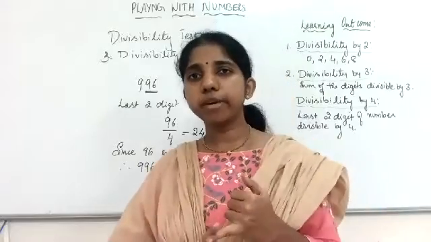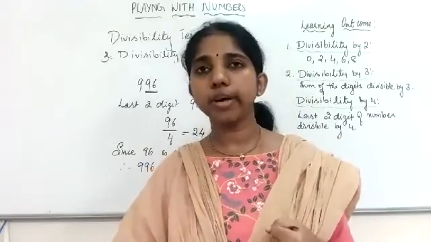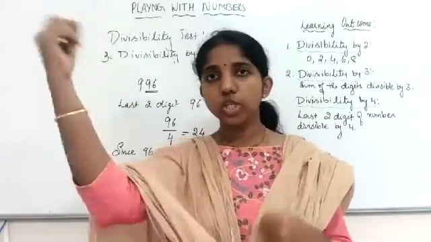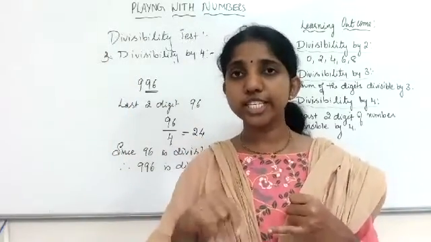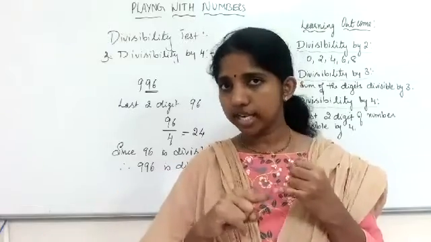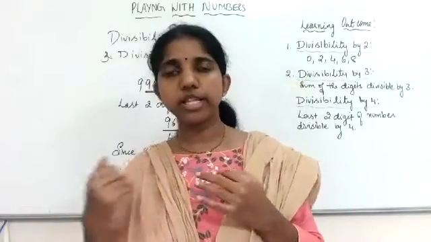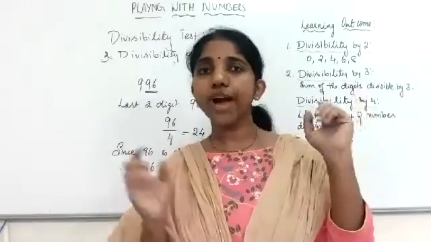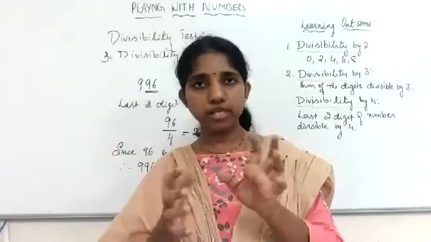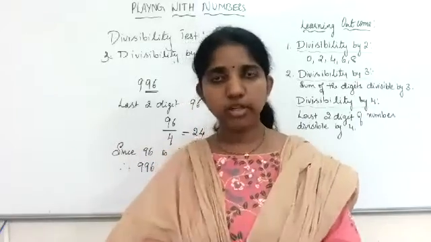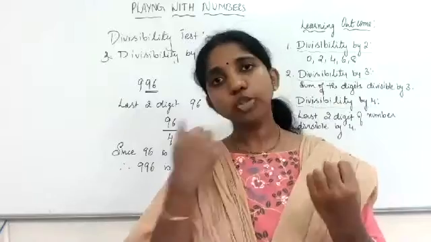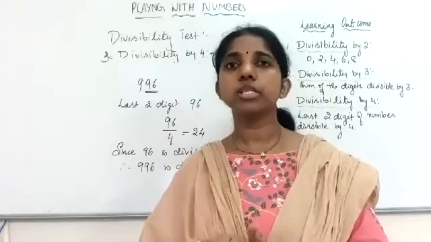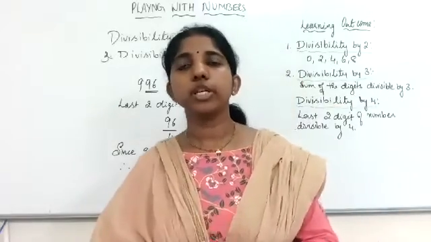One is divisibility by 2, divisibility by 3 and divisibility by 4. For divisibility by 2, we have to check the units place, and if the digit in the units place is either 0 or any of the even numbers, then the number is divisible by 2. For divisibility by 3, we have to add all the digits of the number, and the sum you get should be divisible by 3. Then the number is divisible by 3. That is one condition for divisibility by 3.